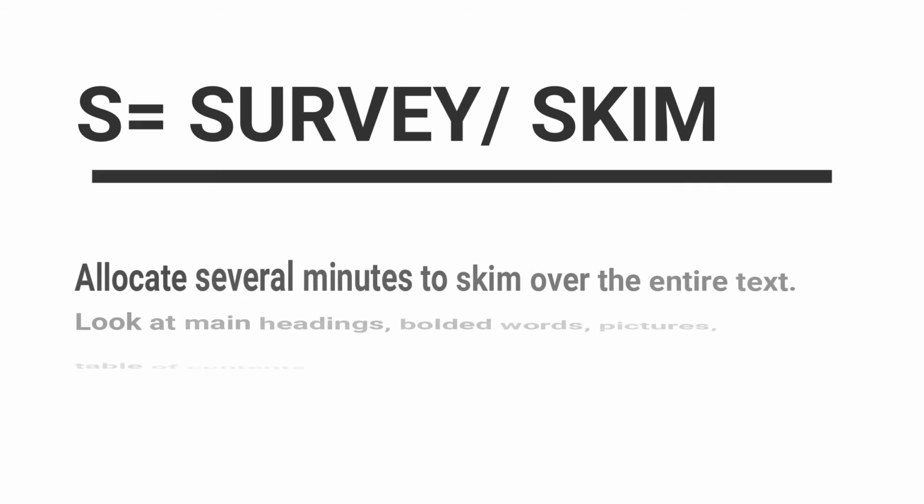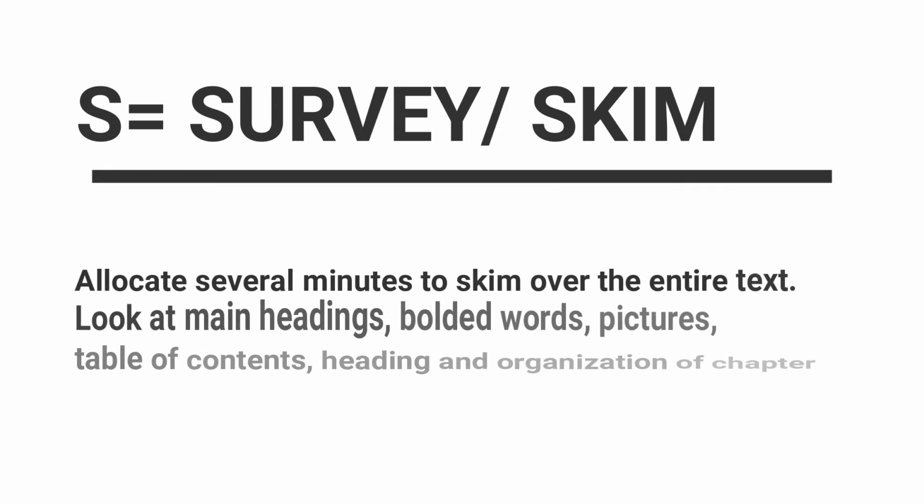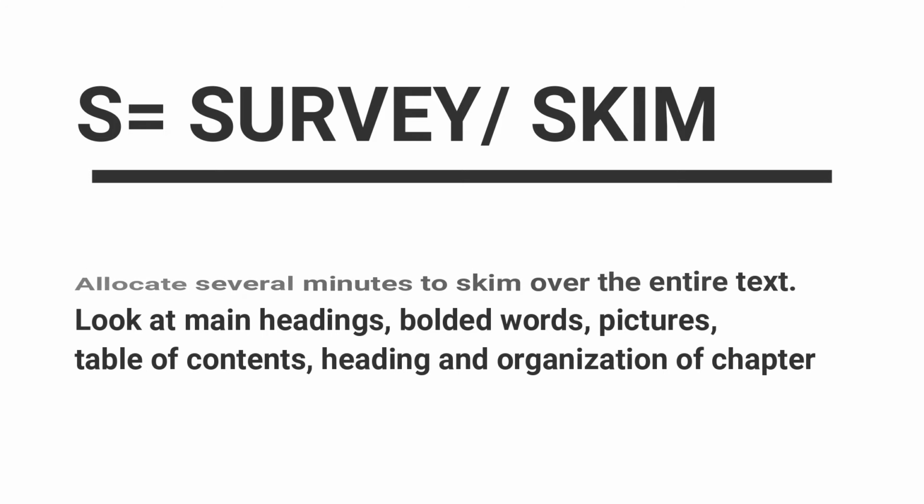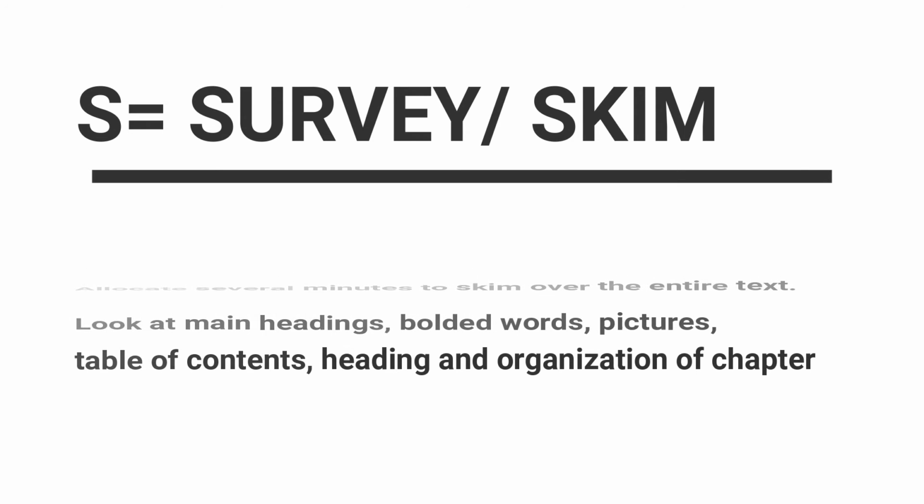First, the S is for survey. Some also refer to it as skim. Before you dive into the book or passage, it is better to allocate several minutes to skim over the entire text. It means you look over the book or passage from a bird's eye view. Look at the main headings, bolded words, and any pictures or diagrams. If you are reading a textbook, look at the table of contents, headings, and organization of each chapter. These will give you an idea of what the passage or book is all about.